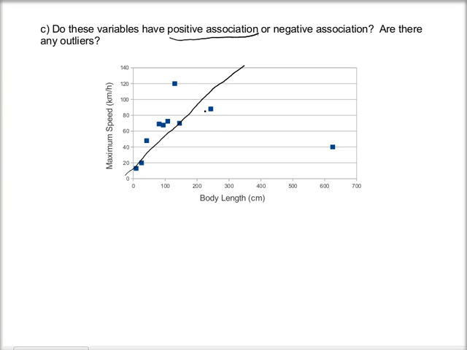And there's a couple who don't really follow that trend. This one here is the elephant, and that is definitely an outlier. And I've also got this point here is pretty far off the line compared to those other ones. And this is the cheetah, so the cheetah might also be an outlier.